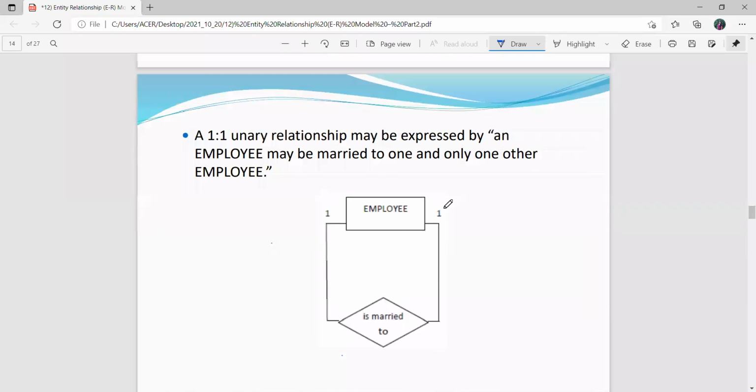This is about an employee being married to an employee again. That means a person is married to a person. You can see the relationship is within the same entity. What is this entity? You can define a name for it. It is Employee. So we can call this entity the recursive entity.